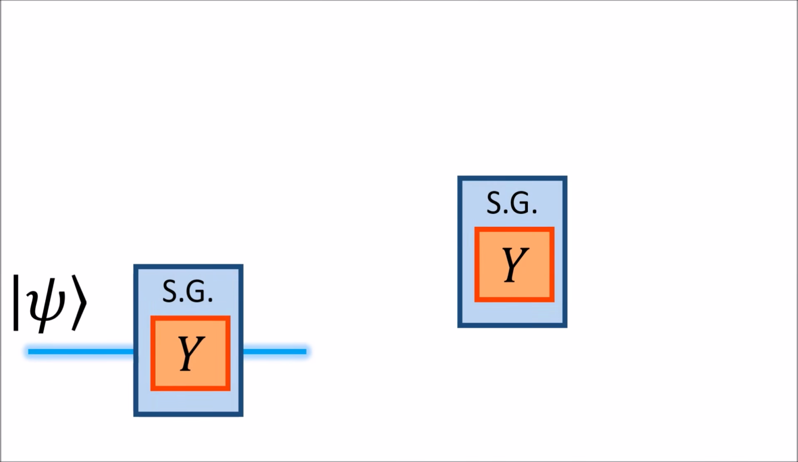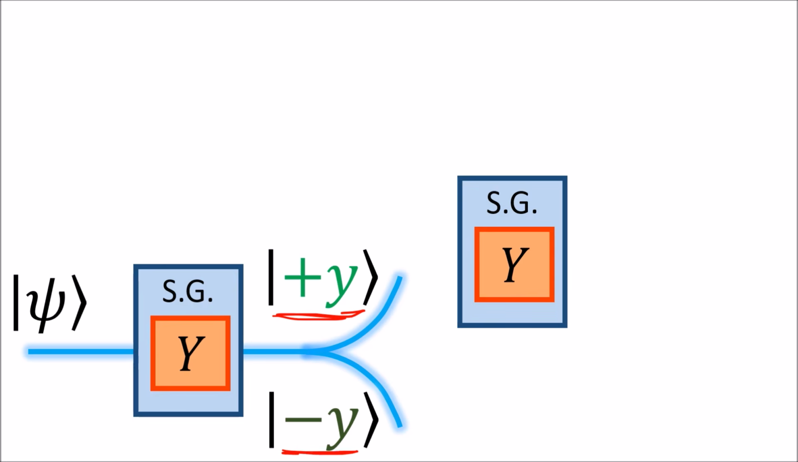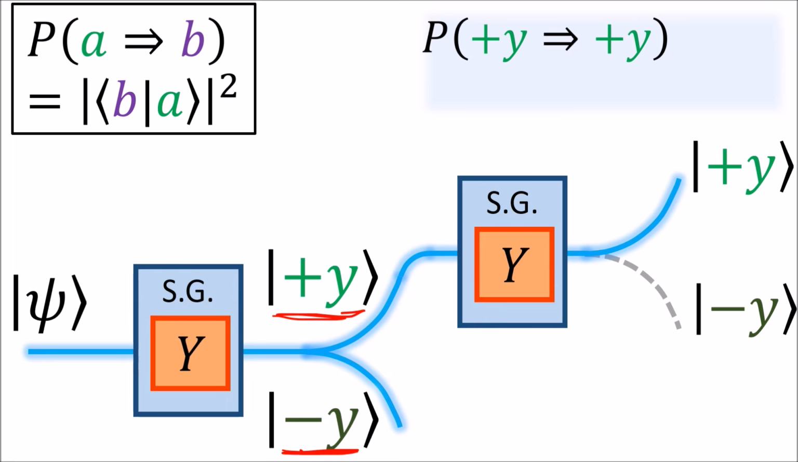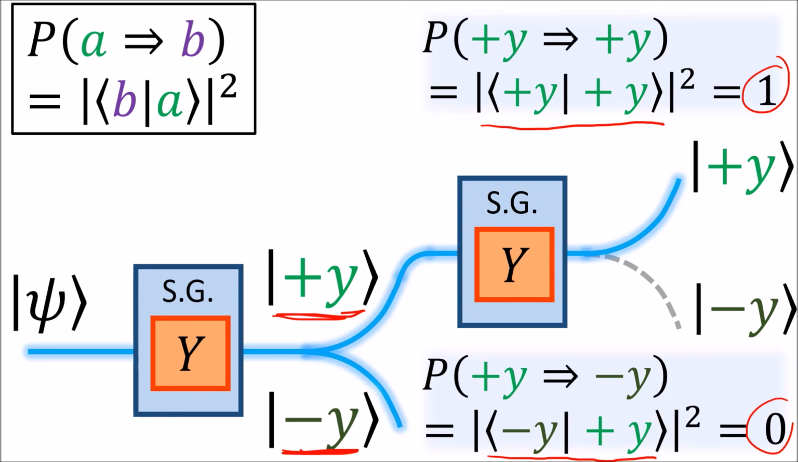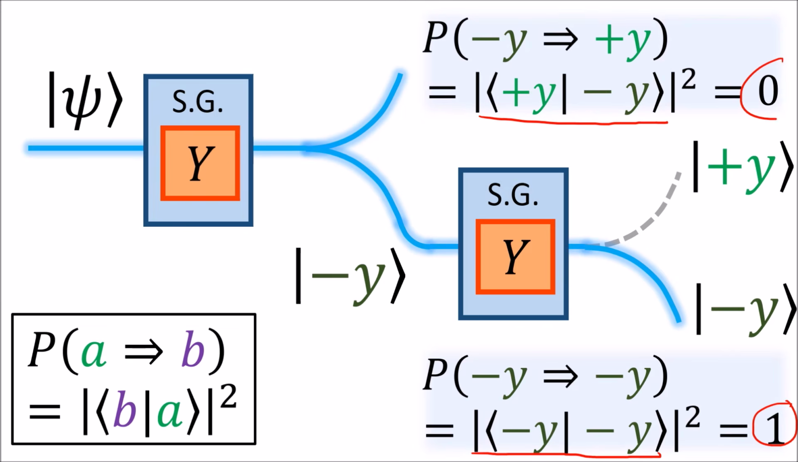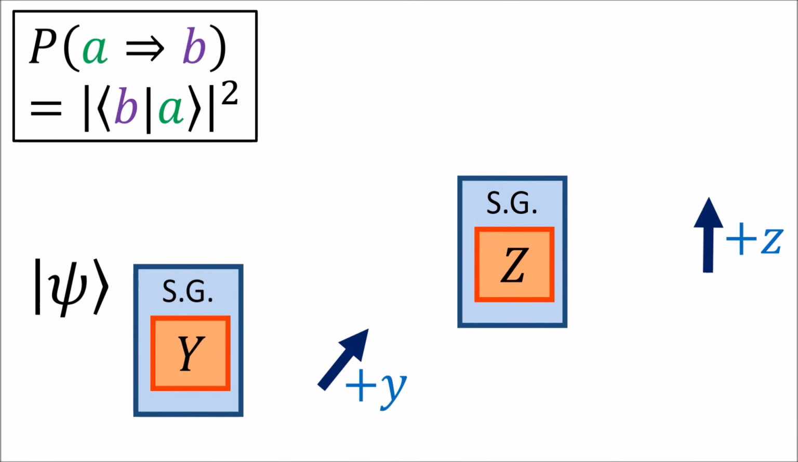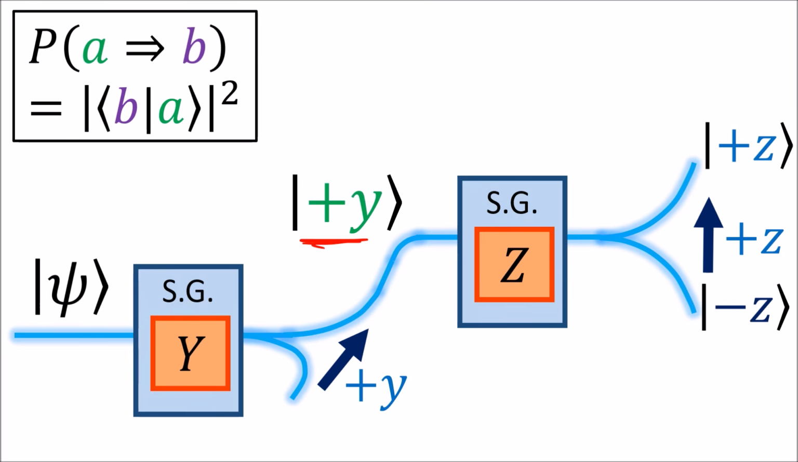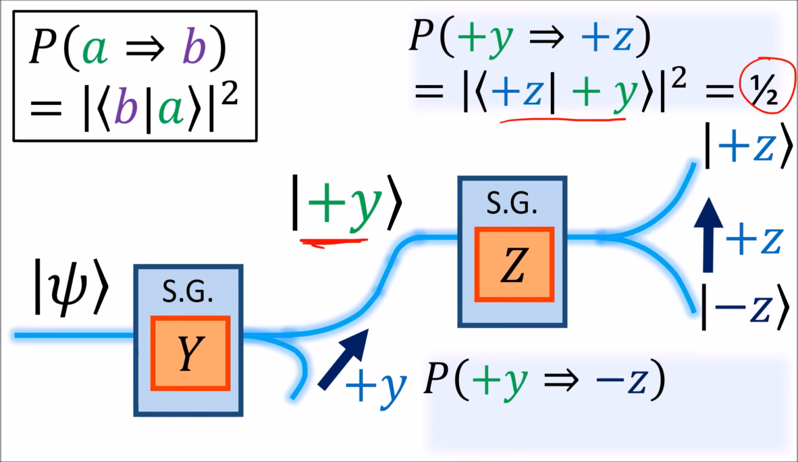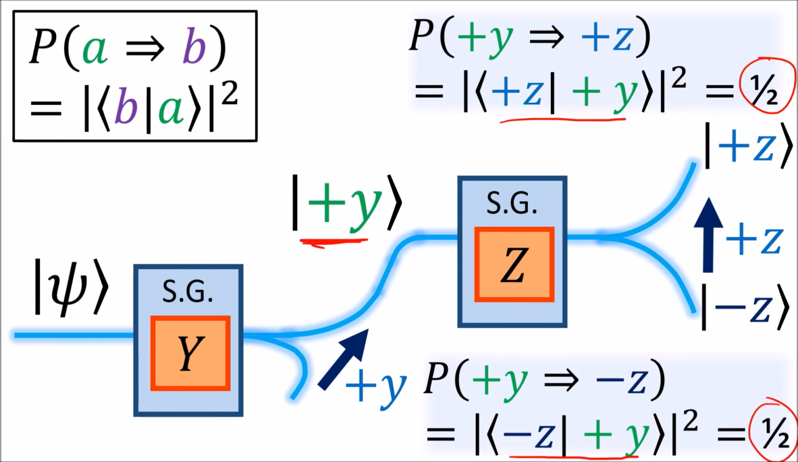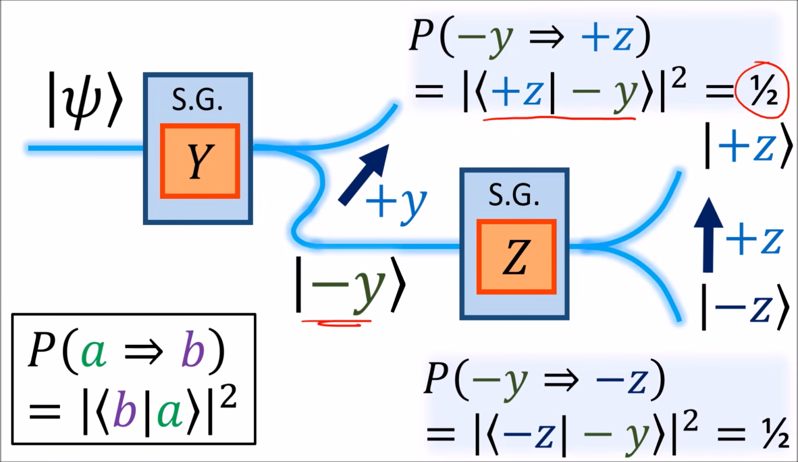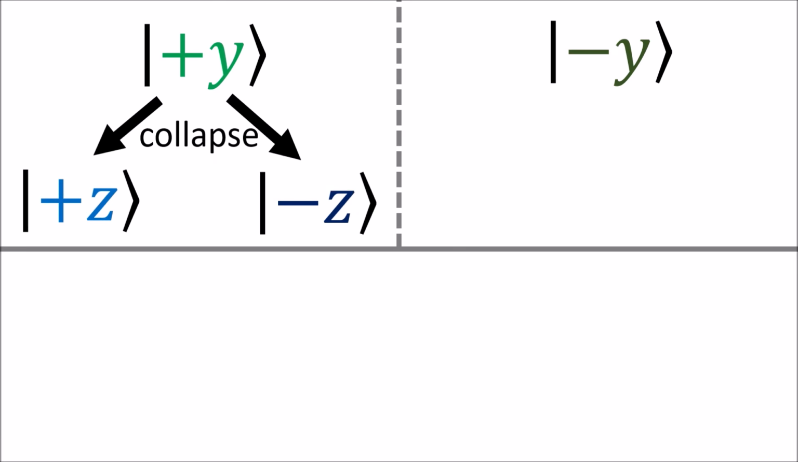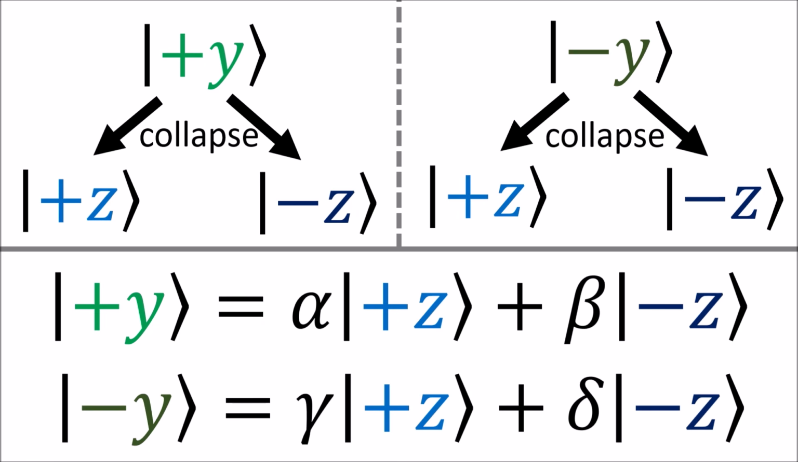Next, let's look at a pair of SG experiments pointing along the y-axis. Looking at the Born rules, we see that the plus y and minus y states have magnitudes of 1 and are orthogonal. If we start with a y-aligned SG apparatus and then feed the plus y particle beam into a z-aligned SG apparatus, we once again find a 50-50 split between the plus z and minus z states. The same occurs if we begin with the minus y particle beam. So the plus y and minus y states can be written as quantum superpositions of plus z and minus z, because they can collapse into either one.